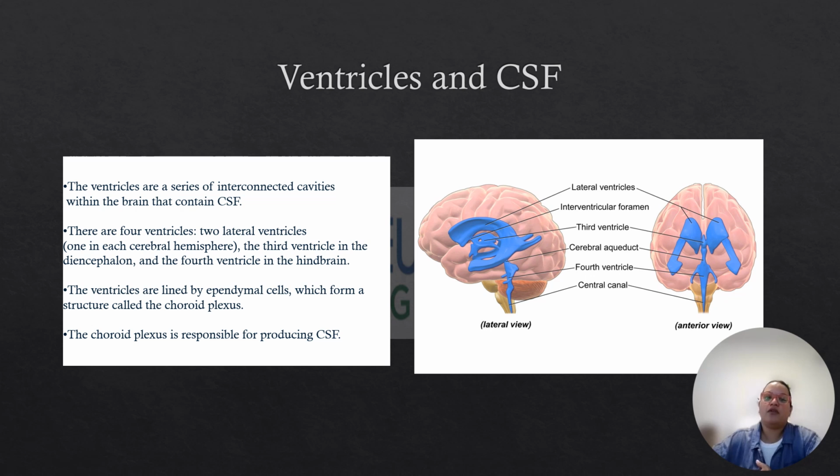Okay, so the ventricles are just going to be the cavities. And then we have the lateral ventricles, the third ventricle, and the fourth ventricle. Surrounding these ventricles, there are going to be ependymal cells that are going to form the choroid plexus, and the choroid plexus are the ones that produce the CSF.